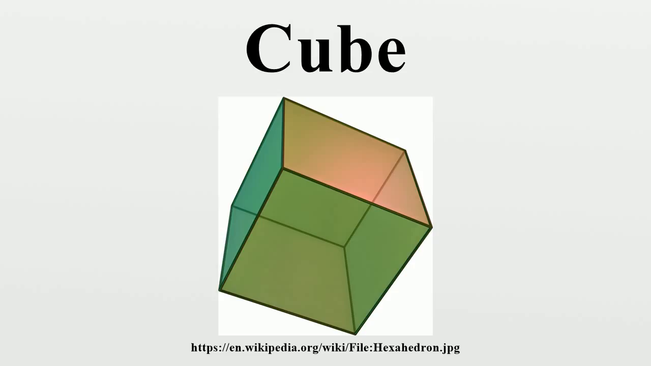A cube can be inscribed in a dodecahedron so that each vertex of the cube is a vertex of the dodecahedron and each edge is a diagonal of one of the dodecahedron's faces. Taking all such cubes gives rise to the regular compound of 5 cubes.